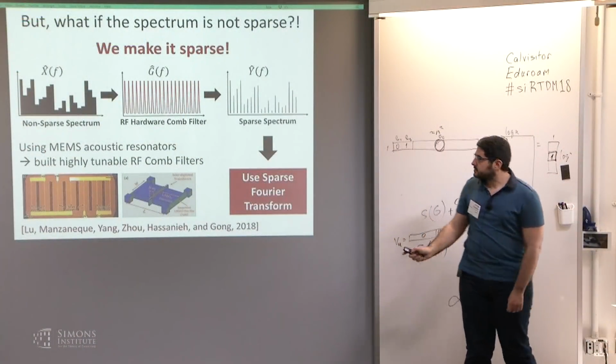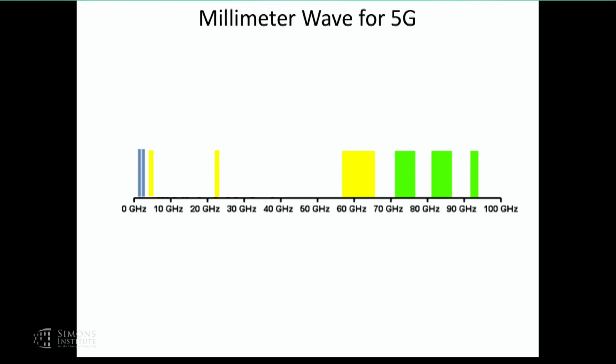Okay. So let's move to millimeter wave. If we look at the wireless spectrum between 0 and 100 gigahertz, for the last X number of years, we've been operating below 6 gigahertz. And that's why the spectrum ran out. And there's plenty of spectrum, tons of gigahertz of spectrum that is not being used.